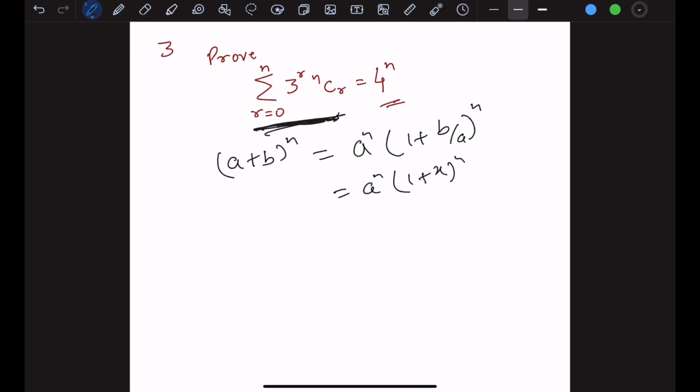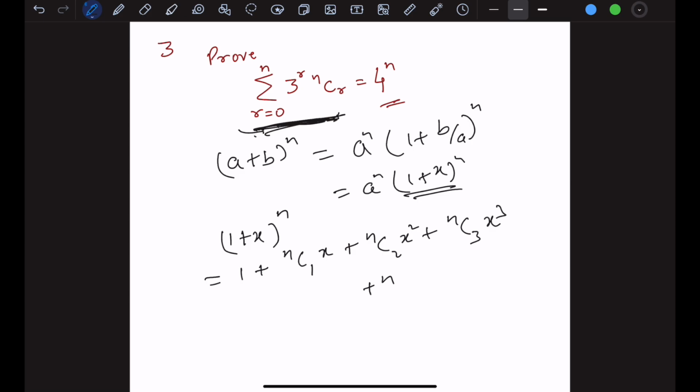So if we look at this, we try to expand (1 plus x) to the power n, then we will see one of the terms will be similar to what is given in the question. (1 plus x) to the power n is 1 plus nC1 x plus nC2 x square plus nC3 x cube plus nC4 x to the power 4 plus, all the way up to nCn x to the power n.